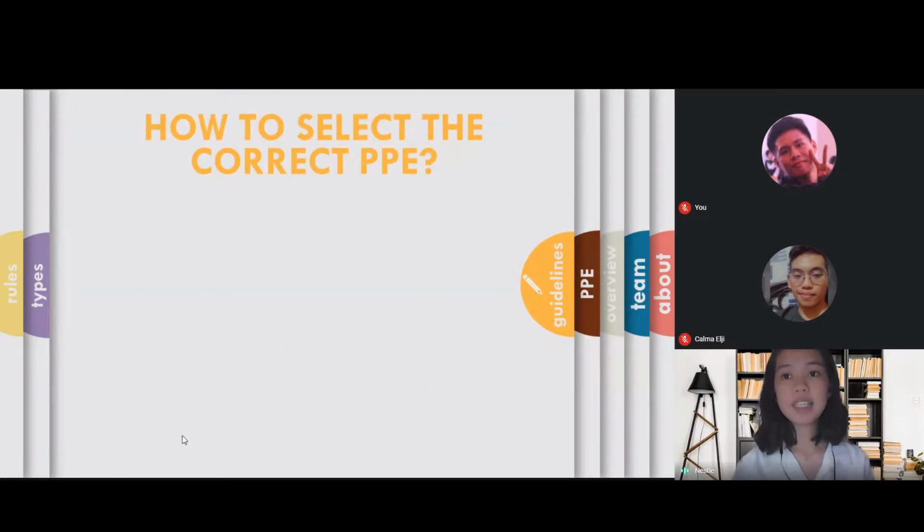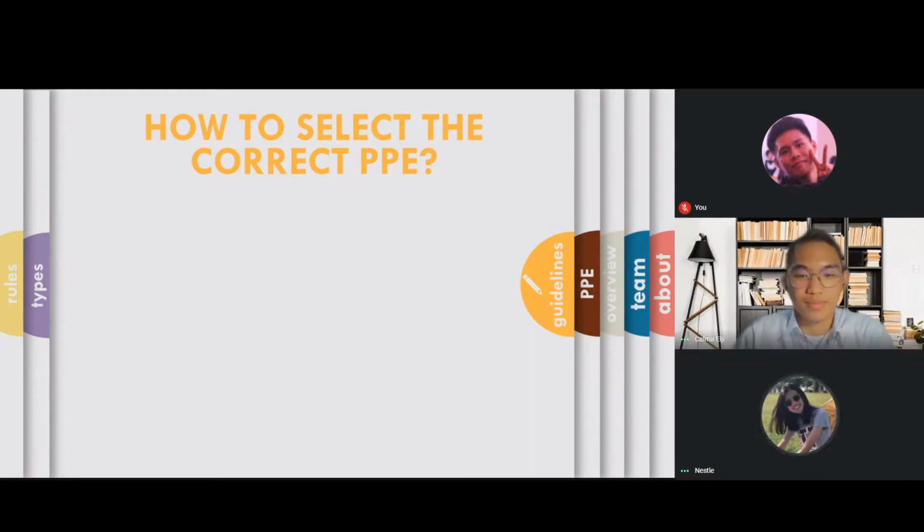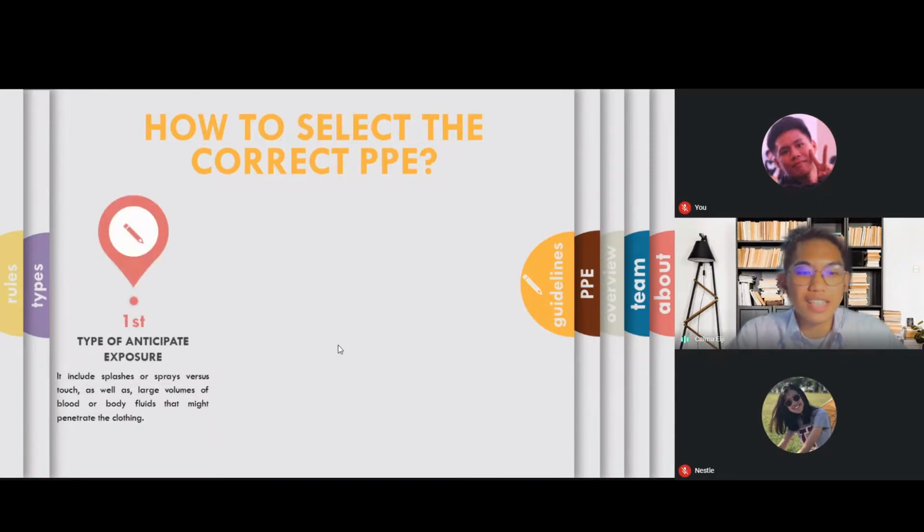For the guidelines in selecting the PPE, we have LG Sus A. Calma to present. So, in selecting PPE, meron tayong guidelines. So, we should consider three key factors. So, the first one is type of anticipated exposure. So, ito yung mga expected exposure natin sa workplace. So, kung pipili tayo ng PPE, dapat kaya niyang i-withstand yung possible exposure sa present workplace natin.